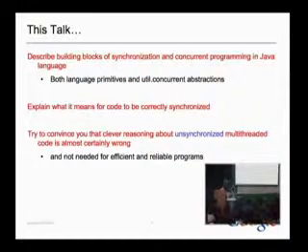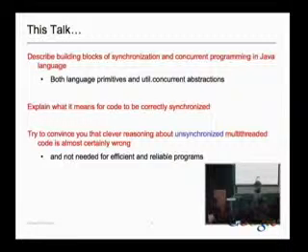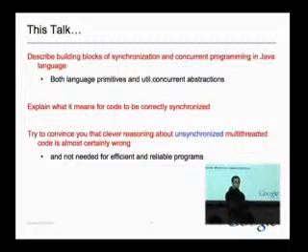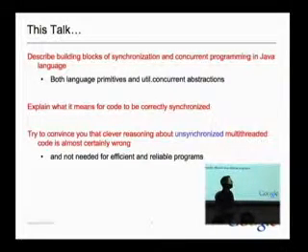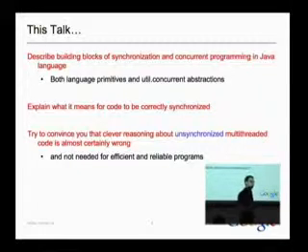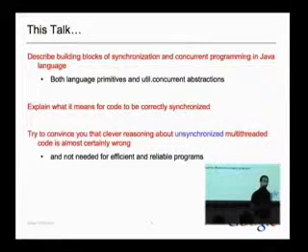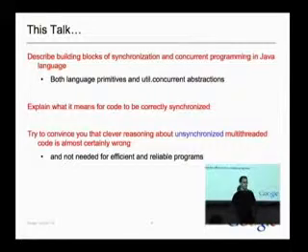So, in this talk, like I said, I'm going to talk about the basics, the building blocks of synchronization, what it means to synchronize in Java. I'm going to talk about both language primitives that synchronize blocks, volatile fields, final fields, and java.util.concurrent. When I say util.concurrent, it means java.util.concurrent. I just didn't want to do all that java dot typing. I'm going to explain what it means for code to be correctly synchronized, what it is that you have to do to write correctly synchronized code in Java.